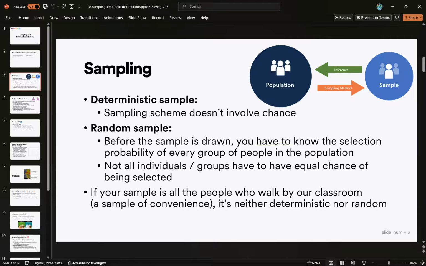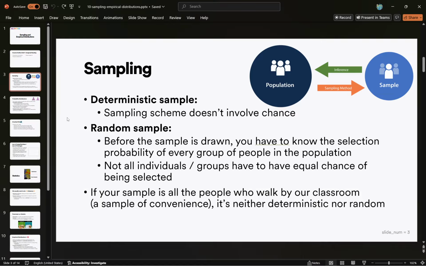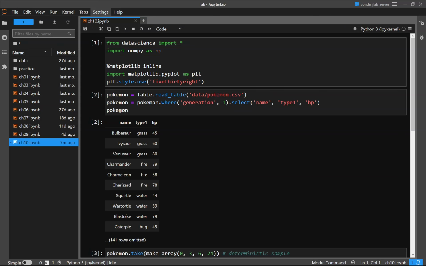So there's a couple different kinds of samples. There's easy ones, there's hard ones. We like them to be random, but they don't have to be random. The opposite of a random sample would be one that's called deterministic, like it's always fixed, it's determined. There's no chance involved at all. So I showed that to you last time. That's where we stopped, kind of.